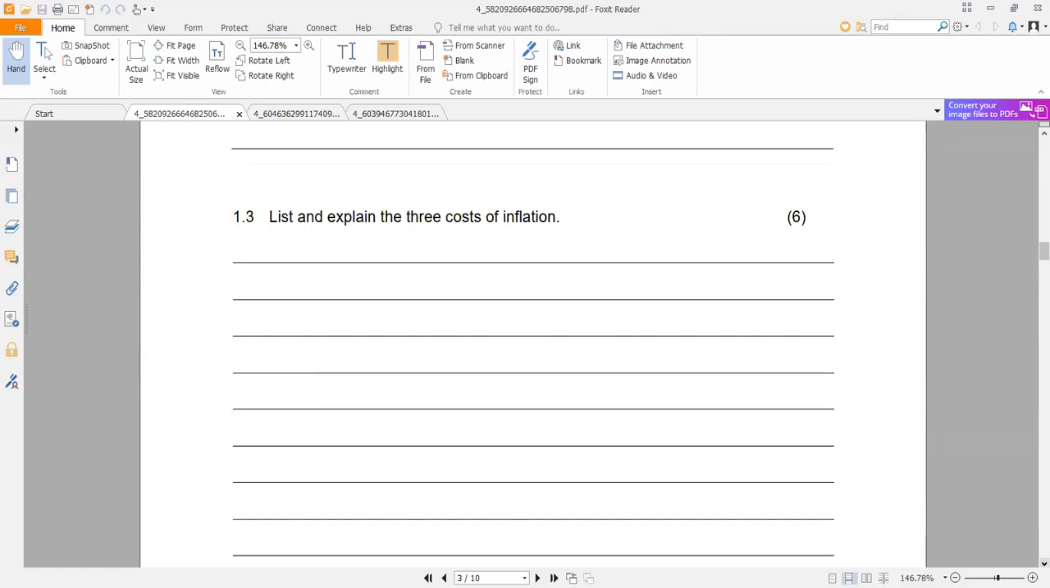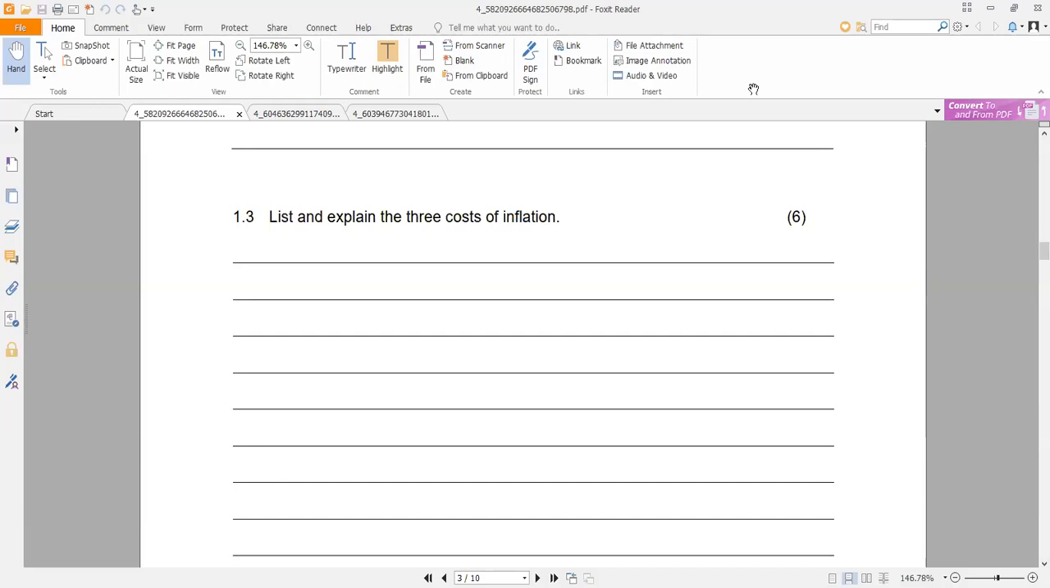List and explain the three costs of inflation. On the previous paper, we explained what inflation is, and now we need to explain the costs, or the negative effects, of inflation. What are the effects of inflation from your side? If we have high inflation, what does it mean?